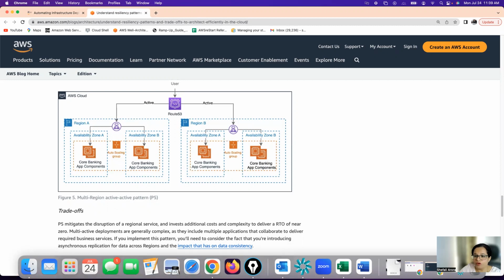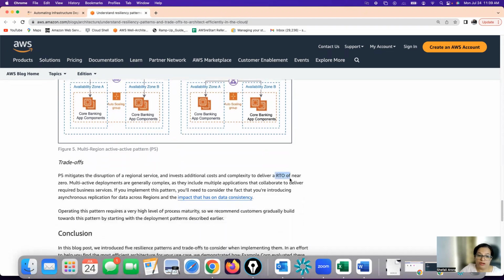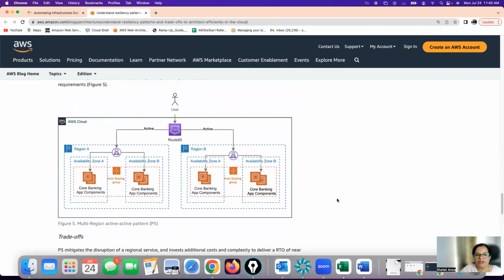If we talk about the trade-offs, then it mitigates the disruption of regional service, that is true, but invests additional complexity and cost to deliver RTO of near zero. If you see here, this is RTO of near zero. That is the advantage we are getting, but again, we're compromising the cost also. This is known as multi-active deployment because at both the sites it is completely active, and they are generally complex to design as well. I hope you like this session.